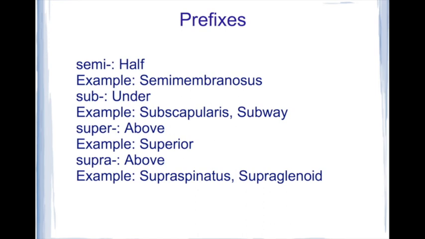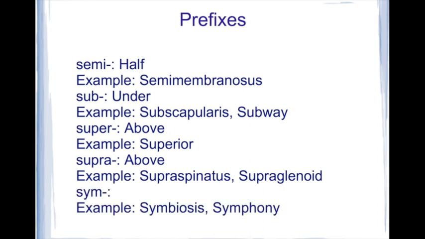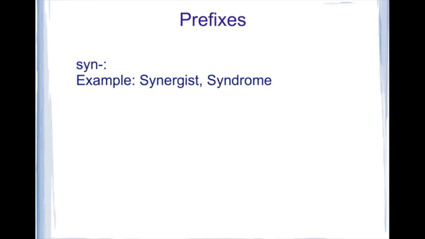Sym, like symbiosis, when it has something to do with two things in their relationship. Or a symphony, everybody's playing their instruments all together. What about pubic symphysis? It holds the pubic bones together. Then syn. What about synergist or syndrome? A synergist is a muscle that works together with an agonist to perform an action. A syndrome is when we have signs and symptoms occurring together.